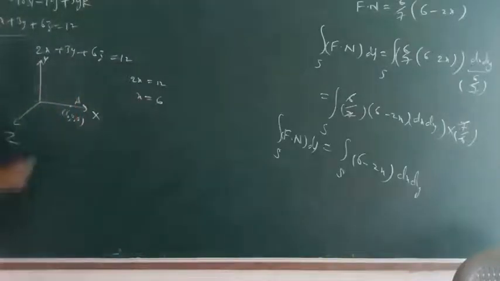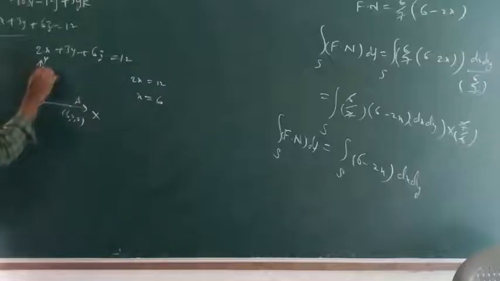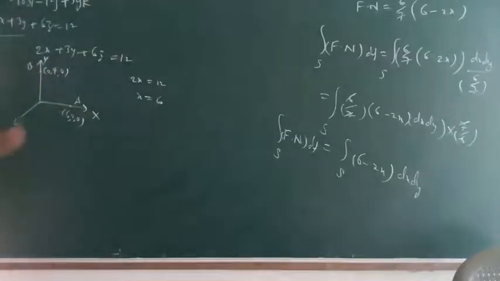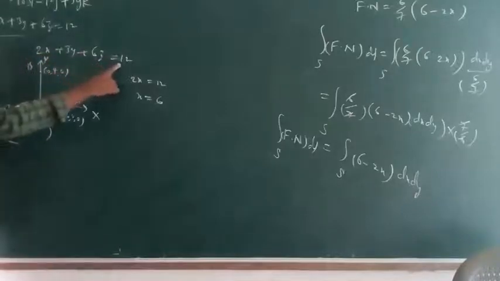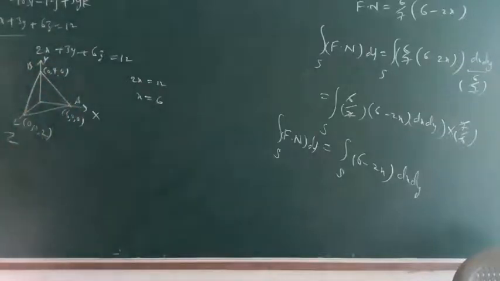Next, the y-axis: x term 0, z term 0. So 3y is equal to 12, y is equal to 4. So this point is 0, 4, 0. This is point B. Next, the z-axis: x value 0, y value 0, 6z equal to 12, z is equal to 2. So 0, 0, 2. So this is the plane diagram in 3D.